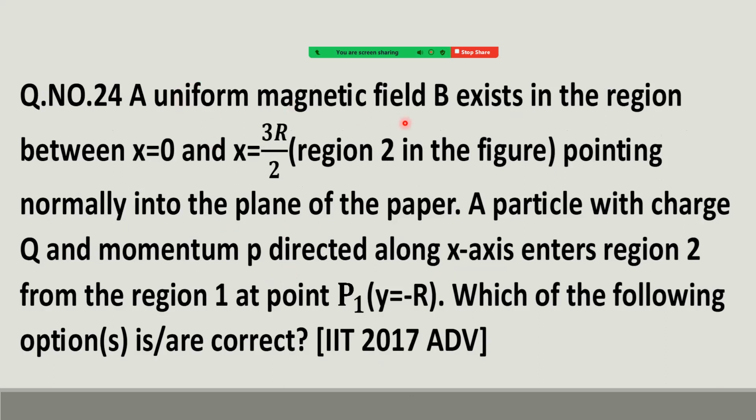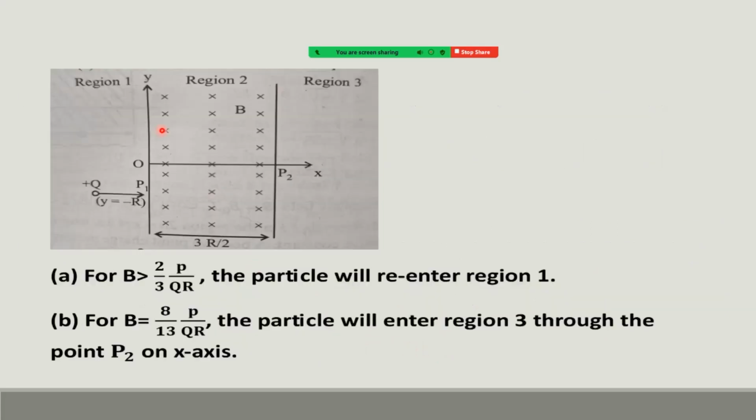A uniform magnetic field B exists in the region between x equal to 0 and x equal to 3R by 2, pointing normally into the plane of the paper. A particle with charge Q and momentum P directed along its axis enters region 2 from region 1 at point P1, and for this point the y coordinate is minus R. Which of the following options are correct? Given, 2017 Advanced.